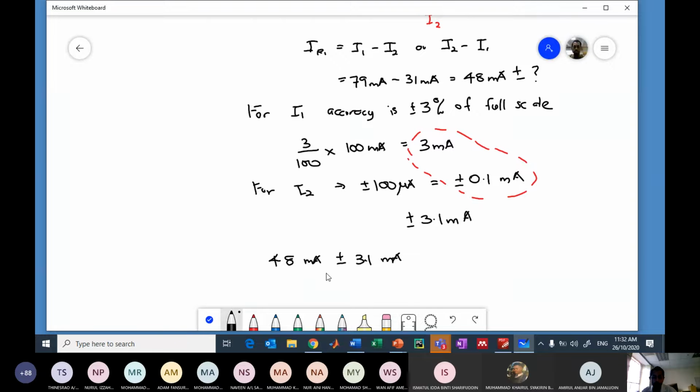Okay, so if you do 48 plus 3.1 milli, you are going to get the maximum value is 51.1. So 48 plus 3.1, you are going to get 51.1 milliamp, and 48 minus 3.1, you are going to get 44.9 milliamps. Okay, this is the answer for question number 5.